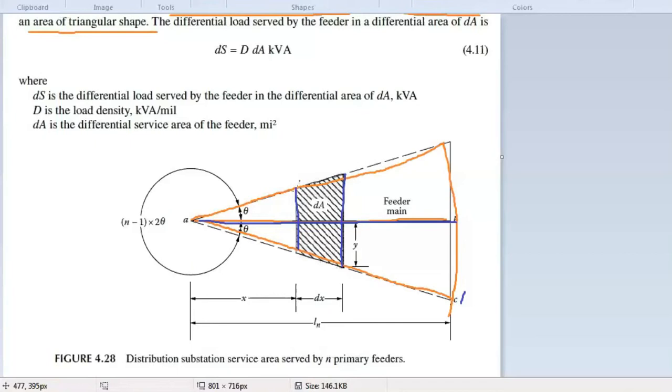Now we have taken the strip at a distance of x from the point A, and the strip width is dx. For this we have to find the differential load served by the feeder in a differential area. As it is a differential area, the load is a differential load dS. This dS is obtained by multiplying D, the load density per mile, with the differential area.